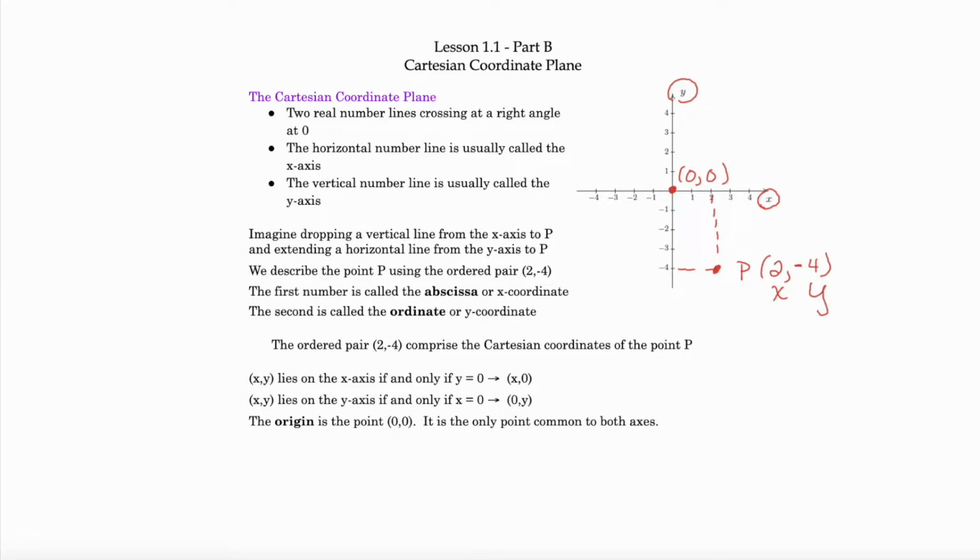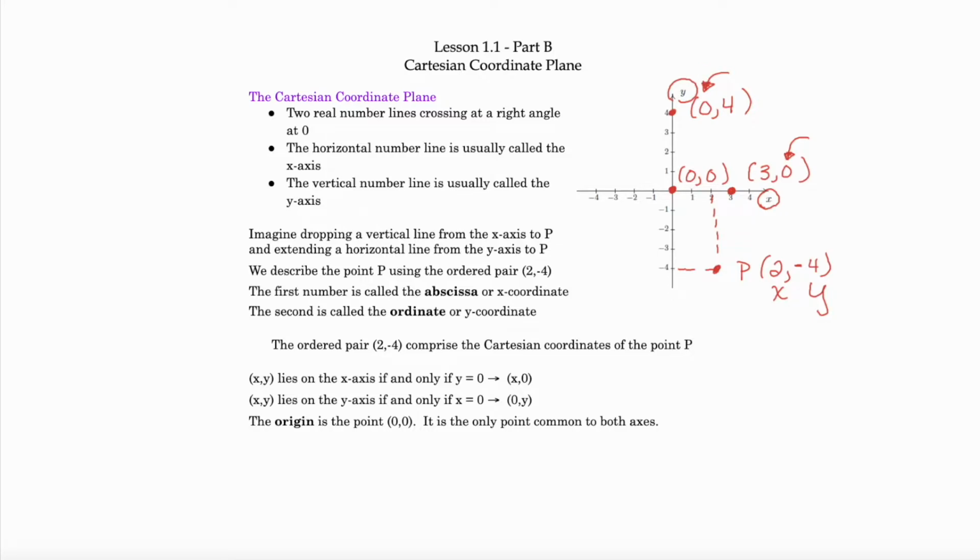A point (x, y) lies on the x-axis if and only if our y value is 0. So the point would be (x, 0). So anytime I've got, let's say, the point (3, 0), I know that it's going to be on the x-axis itself because 0 is in the y position. And let's say I have the point (0, 4). I know this is going to be on the y-axis because I'm not moving left or right.